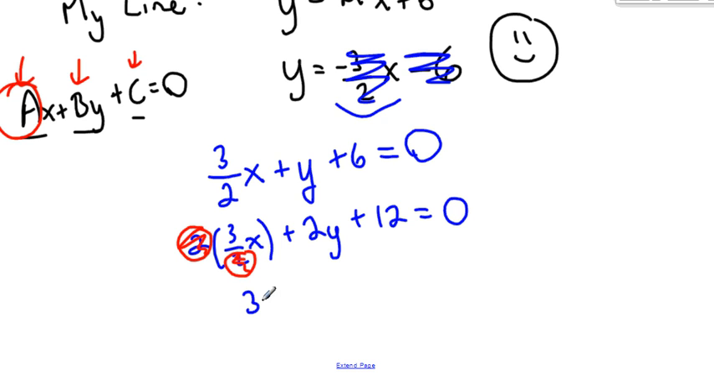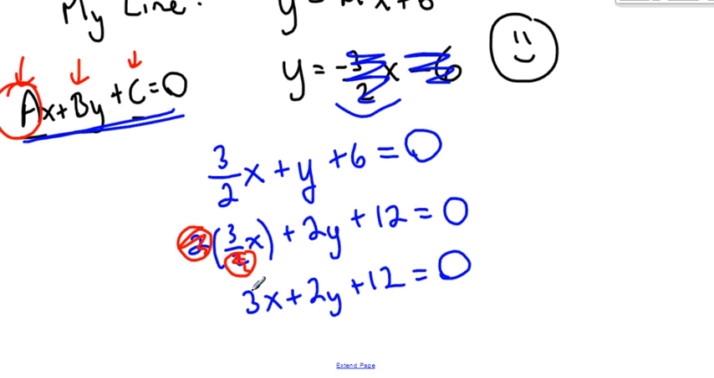So I'm left with 3x plus 2y plus 12 equals 0. And the final rule about standard form is that the leading coefficient, the first number you see, has to be positive. And in this case it's positive 3. So that's the equation of my line in standard form.